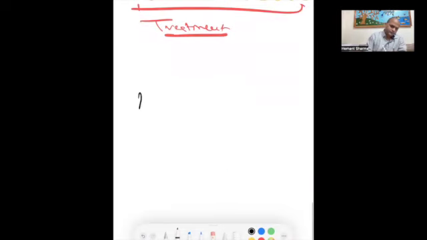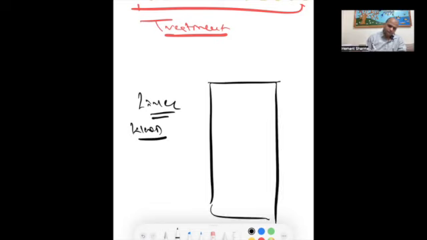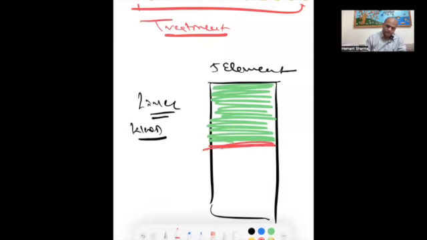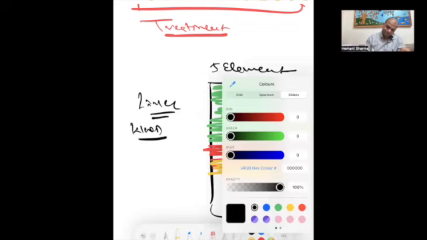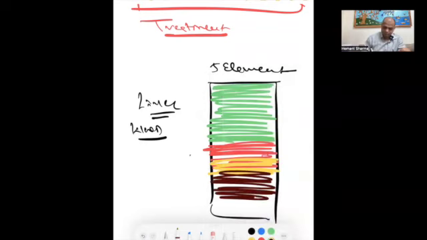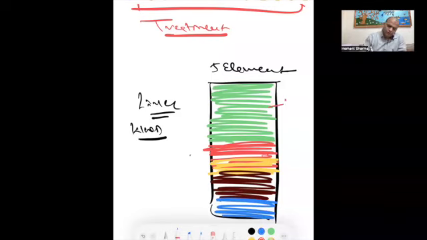Let's take the example of liver. Liver is the wood element, dominant. But if we talk about the liver, liver is made by all the five elements. In the liver, we have wood. In the liver, we have fire. In the liver, we have earth. In the liver, we have metal. And in the liver, we also have water. So we can see here, in the liver, we have wood, fire, earth, metal, and water.